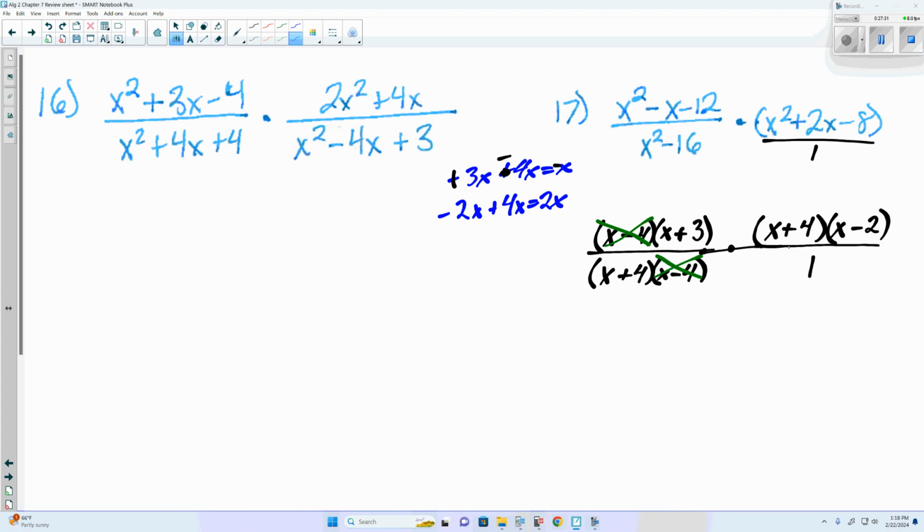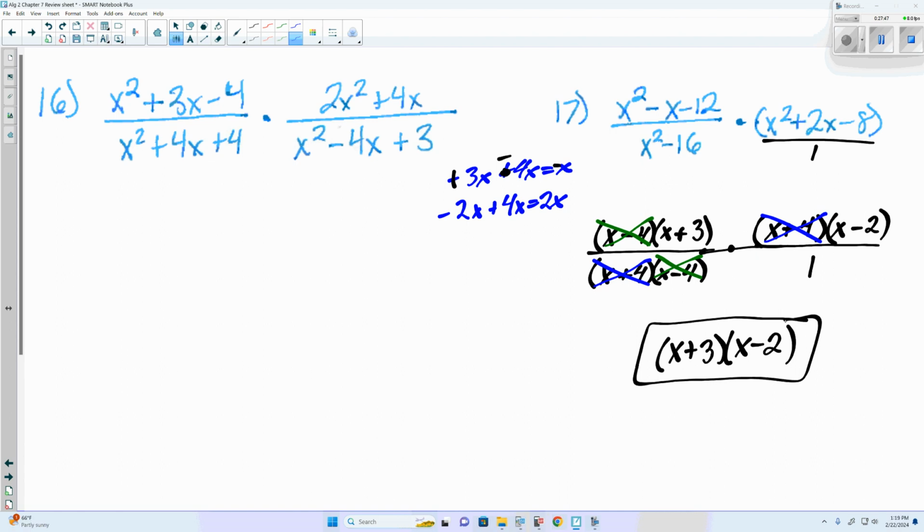And if we multiply them together, we have what? X plus 4 on top and bottom. They would cancel out, leaving us with x plus 3 times x minus 2. And since it's in the numerator, we don't have to put the denominator as 1. We don't have to say this is over 1. We can leave it as this here.